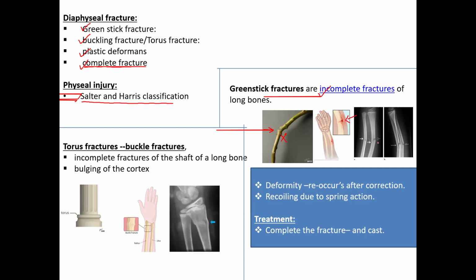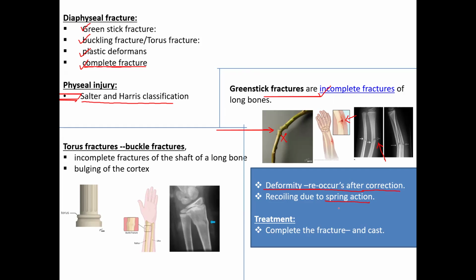Here is the X-ray picture of the same. The fracture is happening only on one side, and the other side is in continuity. So it's an incomplete unicortical fracture. Due to the elasticity, the deformity recurs after the correction most of the time, due to the spring action of the recoiling bone.